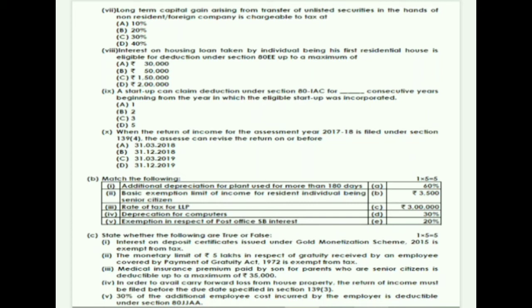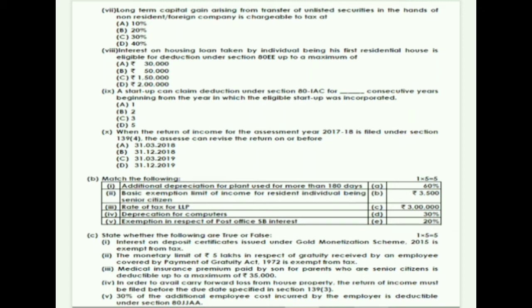Next question is the basic exemption limit of income for a resident individual being a senior citizen. So talking about senior citizens, the basic exemption limit for a senior citizen aged 60 years to below 80 years is 3 lakh. Senior citizens can avail of several benefits in terms of interest earned on savings schemes.